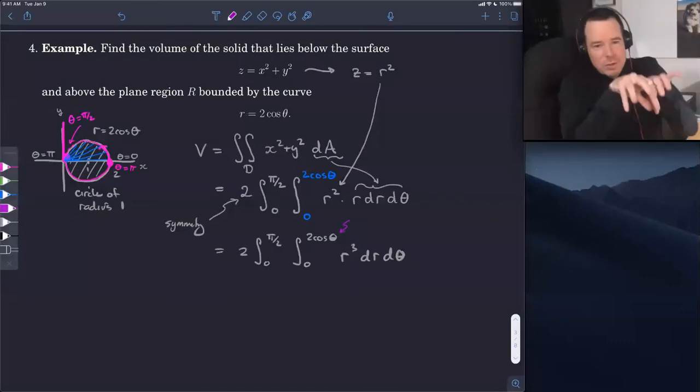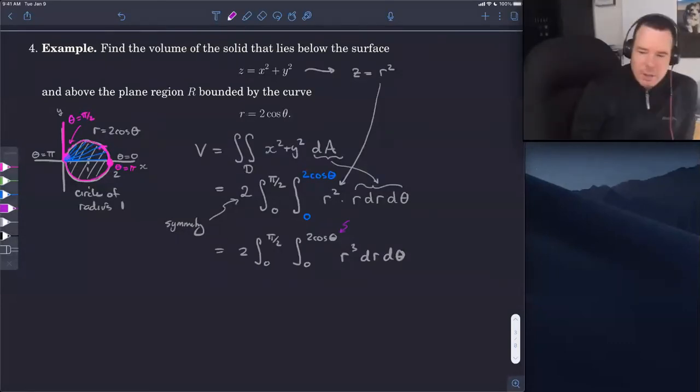So I would have loved to have split this integral into two, but now on second glance, I'm like, oh, there's a theta hiding in that. So I have to do the integrals inside to outside. I can't split them up into a product of two different integrals.